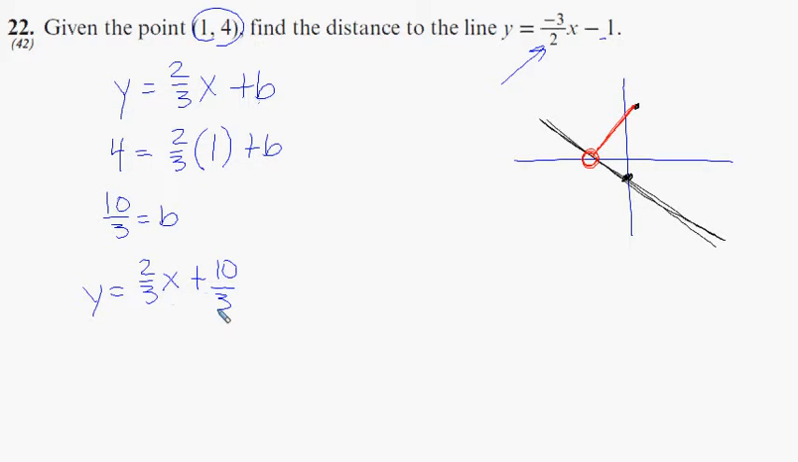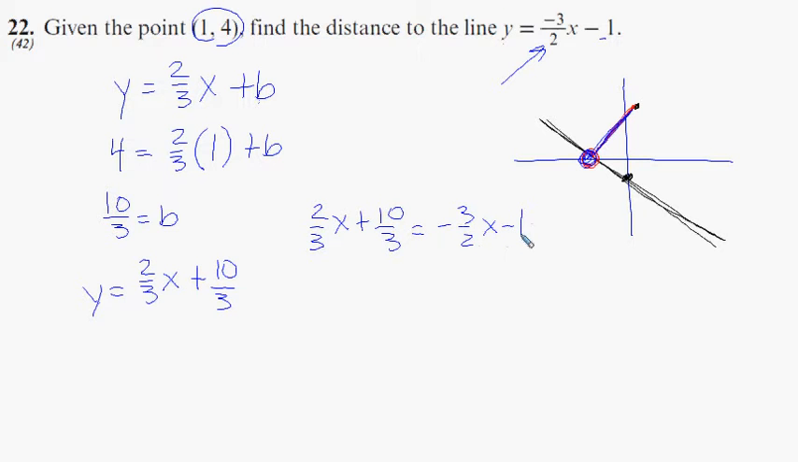All right, now we have two equations. We have the equation of this line, the black line, and then the equation of this line right here. The place where these two lines intersect is that coordinate that's going to give us the opportunity to use the distance equation. We can set these two equations equal to each other because they're both equal to y at this location. So we end up with 2/3 x + 10/3 = -3/2 x - 1.